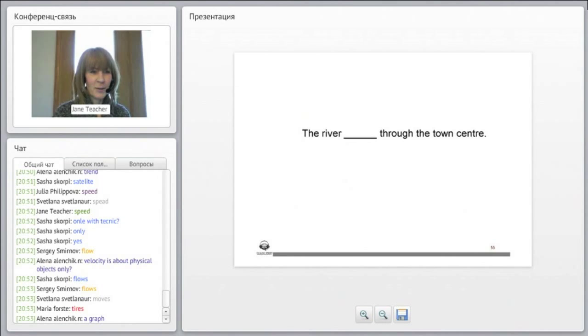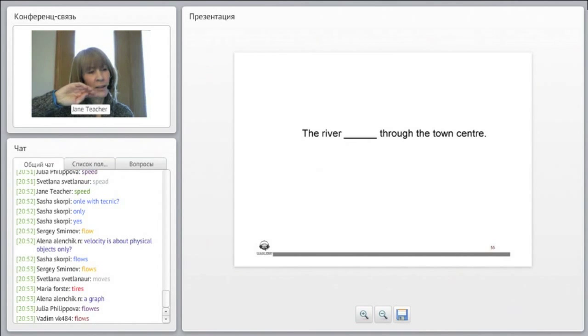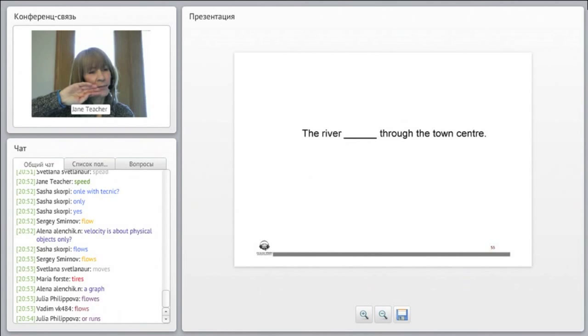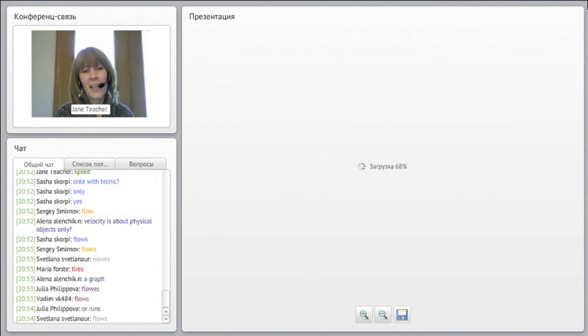Okay. All right, so we've got guesses. The river flows, the river flows, the river moves. Tires. Nope, we wouldn't say tires, Maria. The velocity of a graph. No, we wouldn't say velocity of a graph. Nope. Like if you're trying to graph statistics. No, because we would call it maybe the slope of the graph, the slope. But it's not the literal movement.